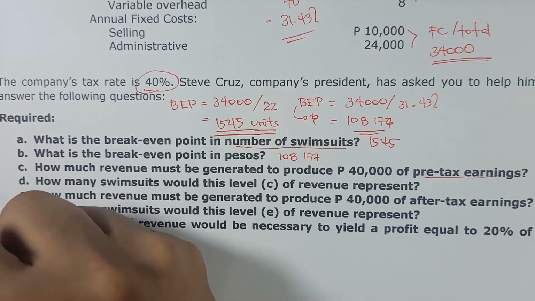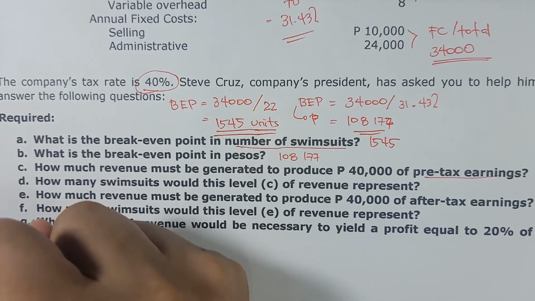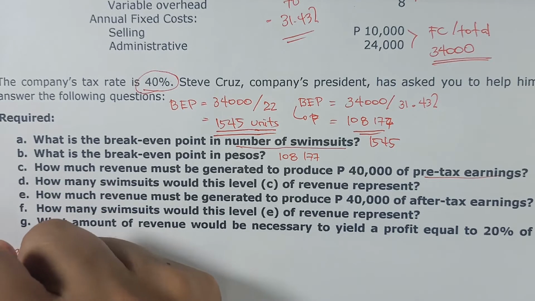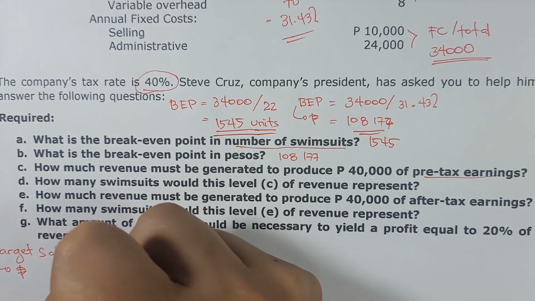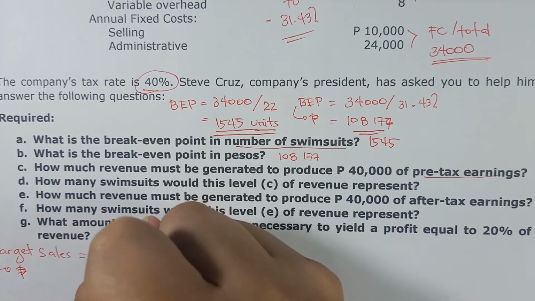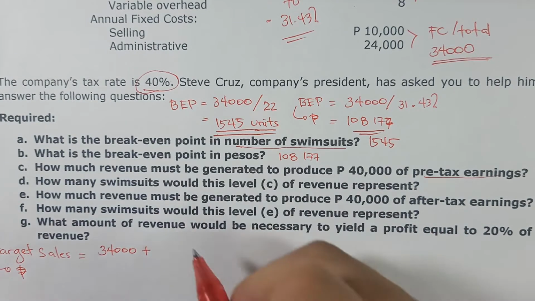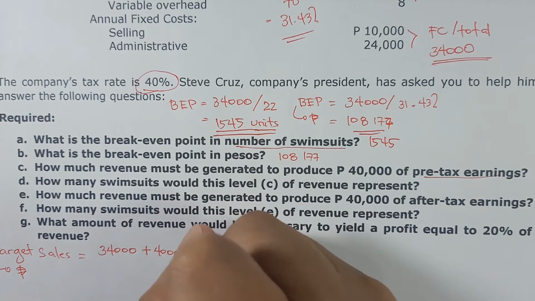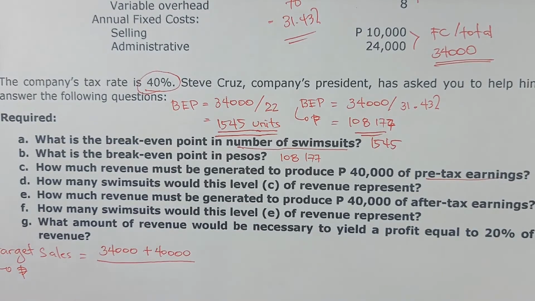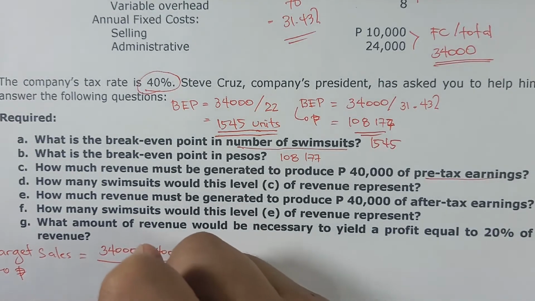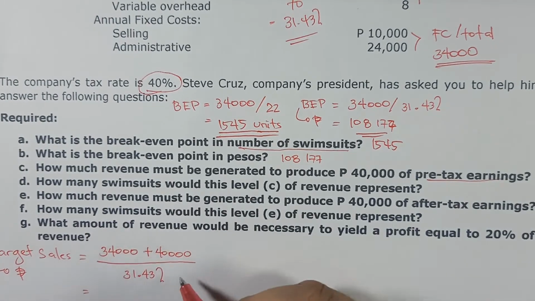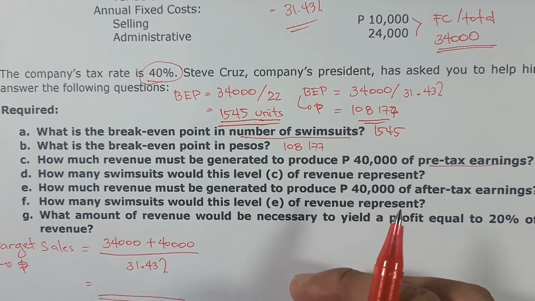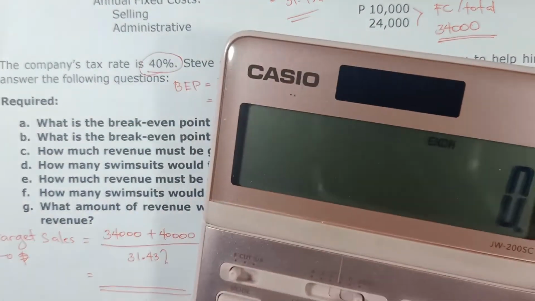Okay ba tayo dun? So, target sales in terms of peso amount is equal to the fixed cost. Magkano fixed cost? Once again, that is equal to 34,000. Right? Plus, magkano yung profit natin? That's equal to 40,000 divided by the contribution margin ratio, which is 31.43%. So, magkano yung peso sales natin para meron tayong 40,000 na profit? Magkano lalabas dyan, guys? Tingnan natin.